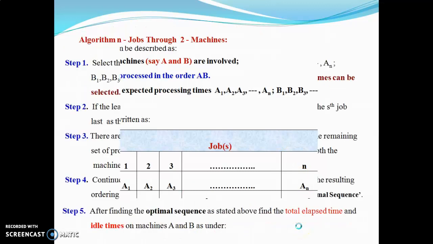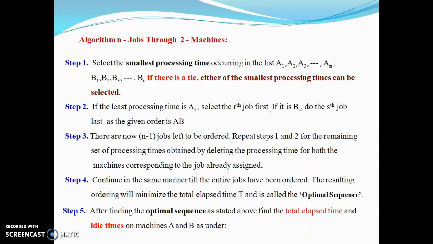So now we come to the algorithm for n jobs through 2 machines. The algorithm can be stated in a stepwise manner. They are as follows. Step 1: select the smallest processing time occurring in the list A1, A2, and so on up to AN, B1, B2, and so on up to BN. If there is a tie, then either of the smallest processing times can be selected.